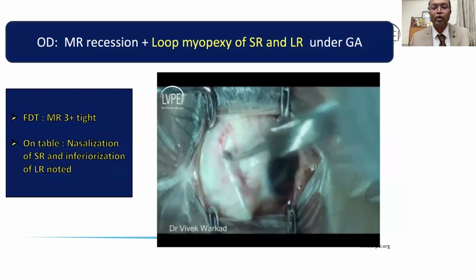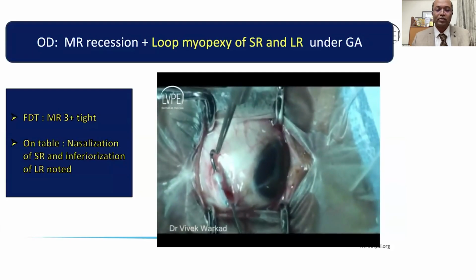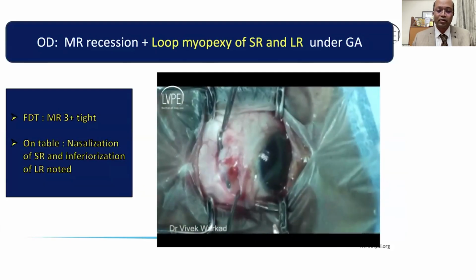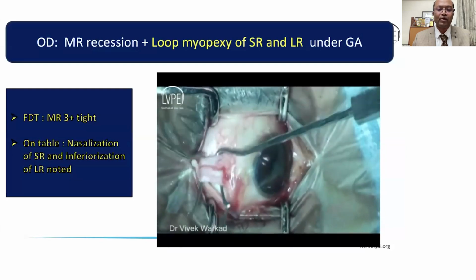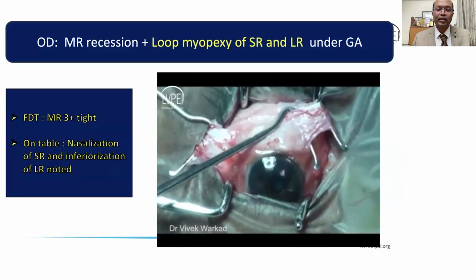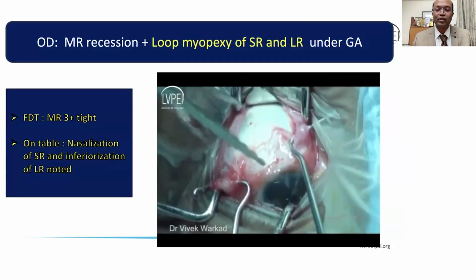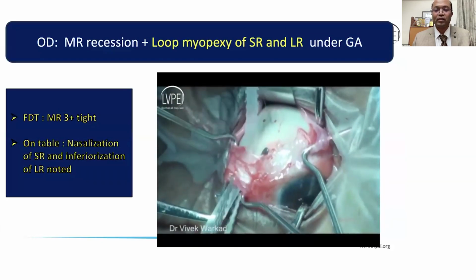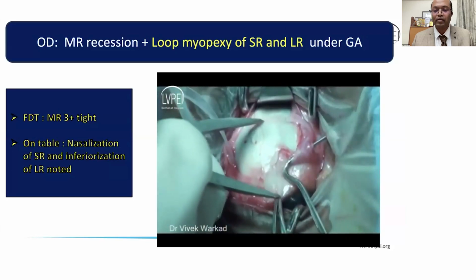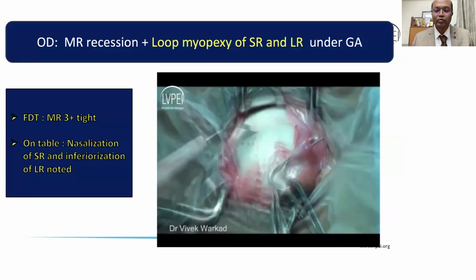Every time you start the surgery, it is always better to look at how the muscle paths are on the table. And probably this is also one of the confirmatory signs to check on the table that this is the actual mechanism for the MSF in these patients.